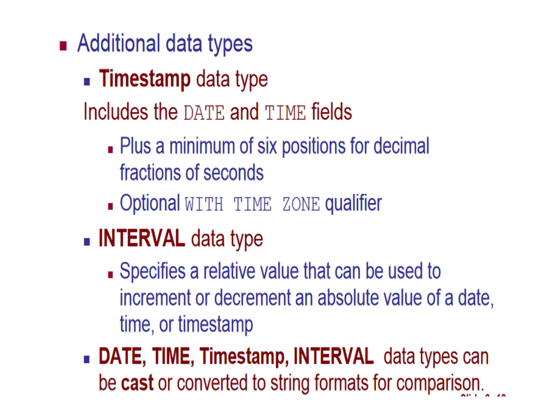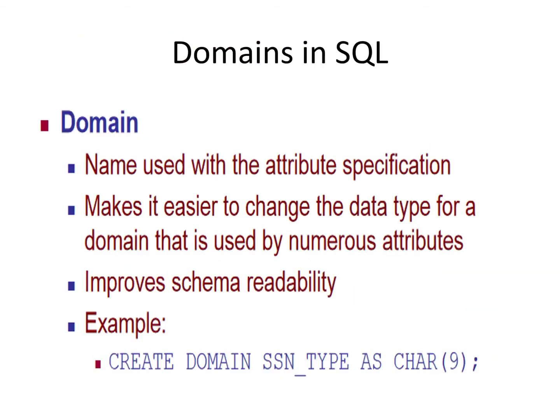And then additional data types can be timestamp, and then you can have interval. Interval is a period of time, it specifies a relative value, so you can add or subtract a certain time interval. Timestamp talks about date and time fields both. As and when we use it, we will have a clearer picture of how it looks and what the usage is. As of now, you just remember that these are all the data types.